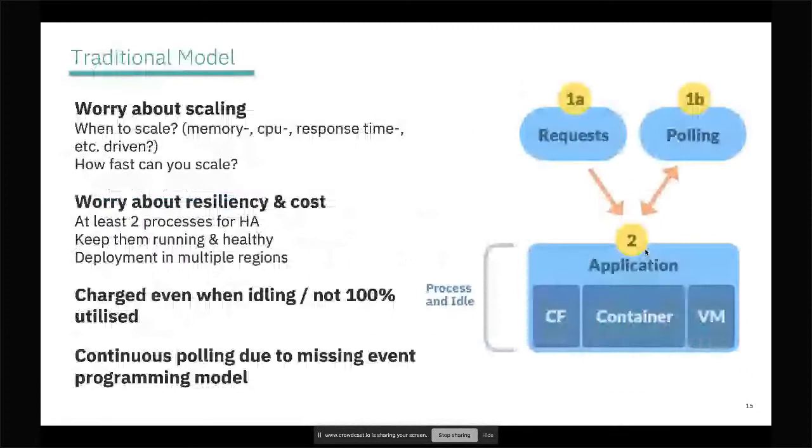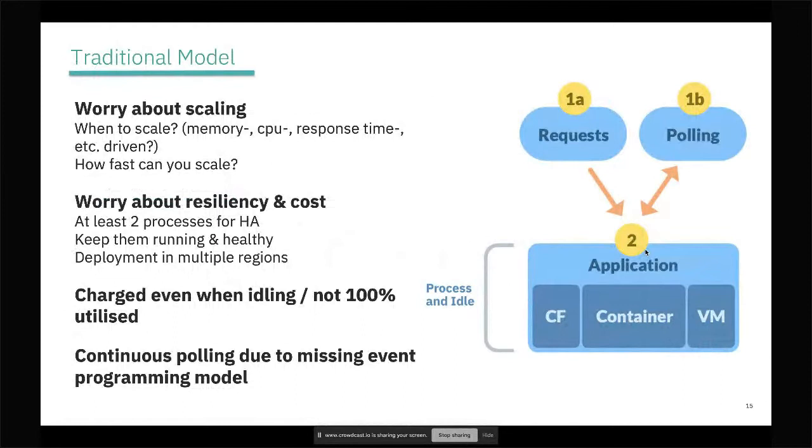So in traditional models, when you're running a typical application, be it a container, a virtual machine, or a Cloud Foundry application, what are the things that you do? You need to take care of scaling. How fast can you scale? How much memory, CPU, and response time do you need? And many times it's not something you're already aware of in advance.